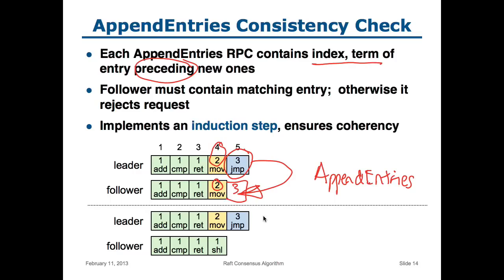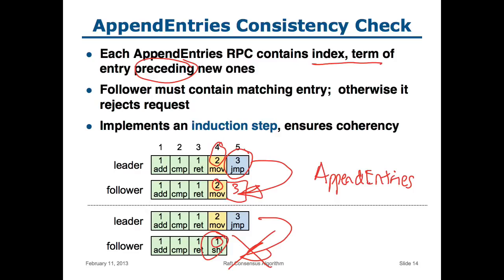Now consider the example on the bottom, though. Suppose the follower's log actually had a different entry preceding the new one. In this case, the entry in index 4 has a different term. Because of this, the append entries remote procedure call will be rejected. It will not accept that new entry.